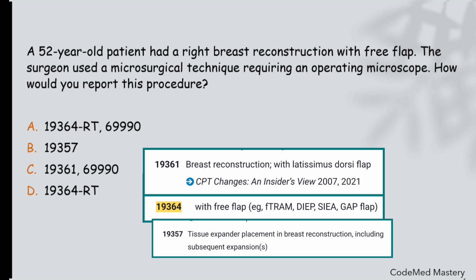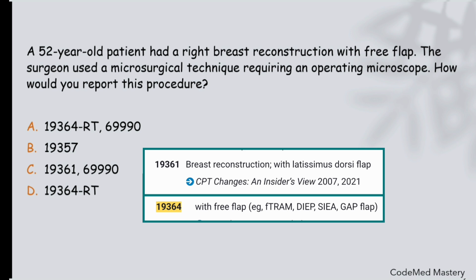19361, that is in option C, is for breast reconstruction with latissimus dorsi flap. In the question they have mentioned free flap. Therefore, the right code will be 19364. Option B 19357 tissue expander placement is wrong because it is not matching with the question, and 19361 is for latissimus dorsi flap. So it is wrong. We have to code for free flap. Therefore 19364 is correct. We are left with option A and option D.